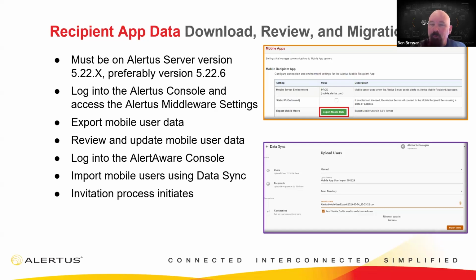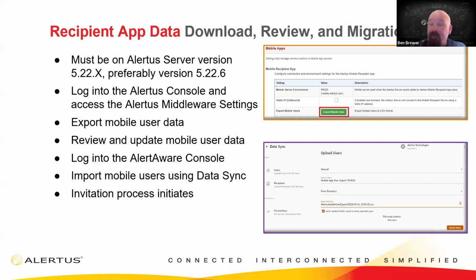And then we'll import those mobile users into the system using our data sync functionality, which you can see depicted in the lower right-hand corner of the screen. So basically what we'll be looking for is, for the very first upload, a manual import of that CSV file, typically from a directory. And again, you can see a depiction down there. Once we import the users, you actually have the ability to monitor the status of the import.